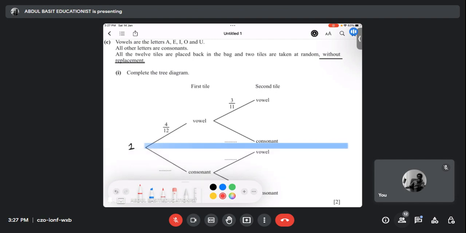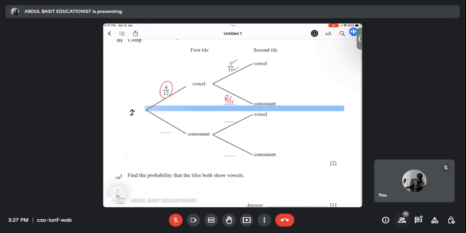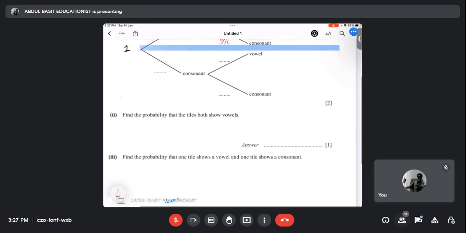Okay, now from the bag I picked 4 out of 12. What? 4 out of 12 what? It was a vowel. Agree? Now I put that vowel letter in my pocket. Now in the bag we have 3 vowels and 11 in total. Agree? Yes sir. So 11 minus 3 is 8. So that 8 by 11 is the consonants. Agree? Yes sir.